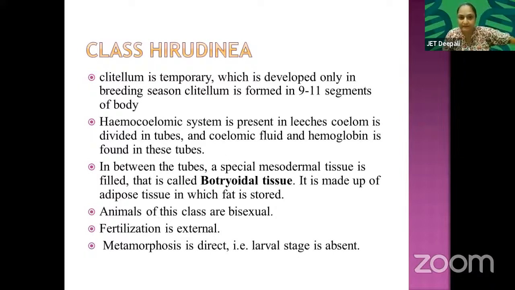Clitellum is temporary, which is developed only in the breeding season. See, annelids are very smart kinds of animals. I like this feature of annelids. They develop their reproductive part only during the breeding season. They don't want to carry their reproductive part throughout life.